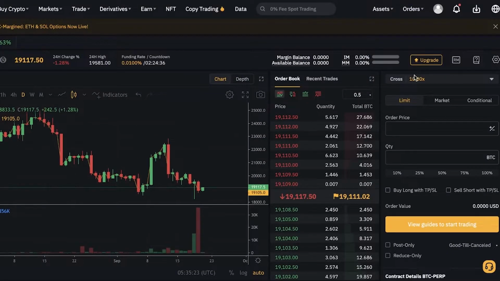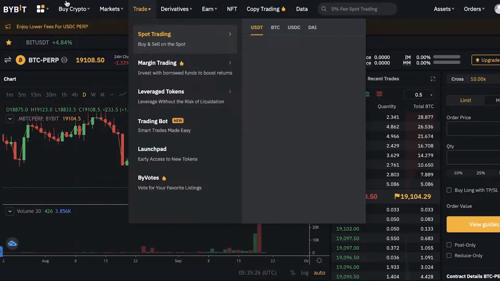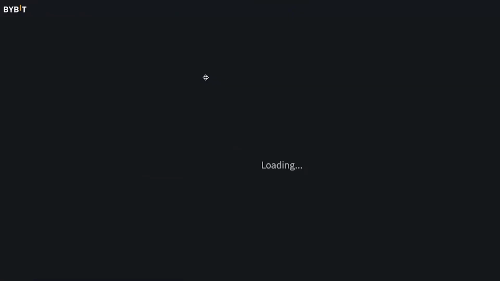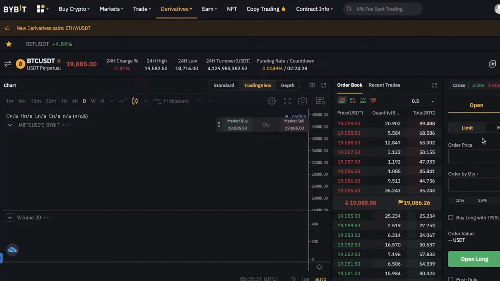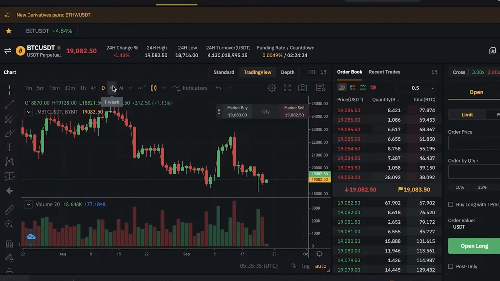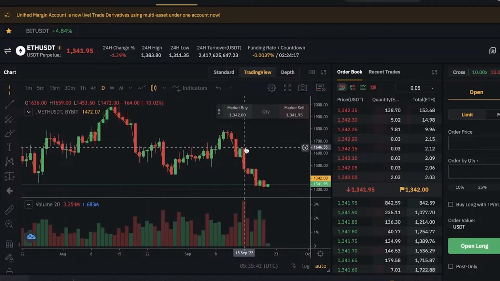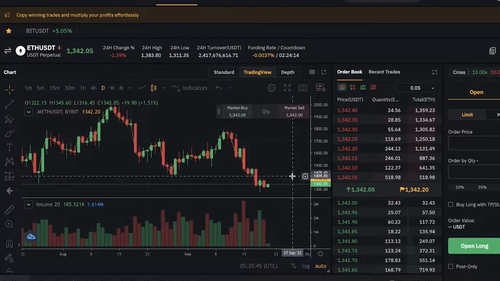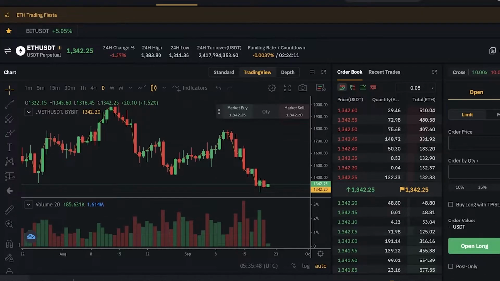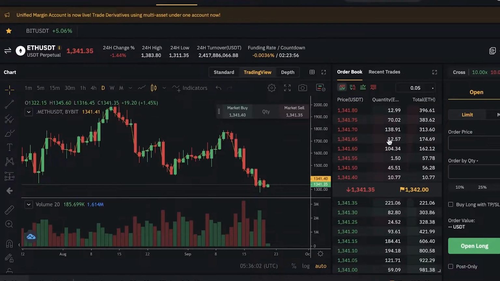Now, what futures trading basically entails is that you don't actually own any of the crypto. You are betting on the price of the crypto token. Let's say I go ahead and select Ethereum and USDT. This means that I can open long or open short. If I open long, it means that I expect the price of Ethereum to go up, and if I open short, I expect the price of Ethereum to go down. That is what futures trading is basically going to entail for you. It means you're betting on the price of a crypto token. You're not actually purchasing a crypto token.